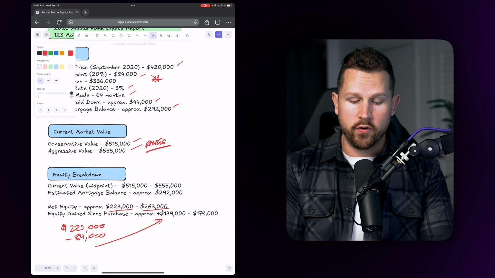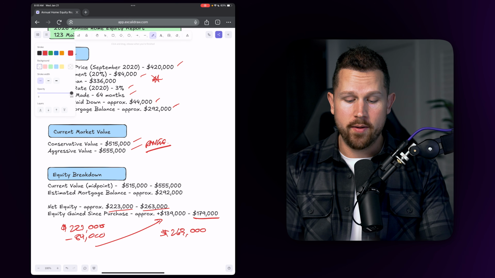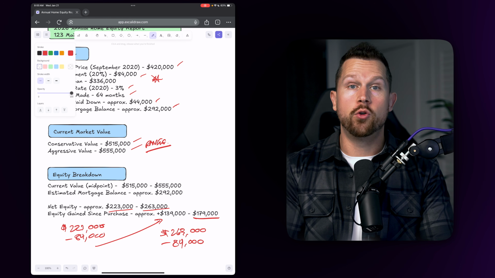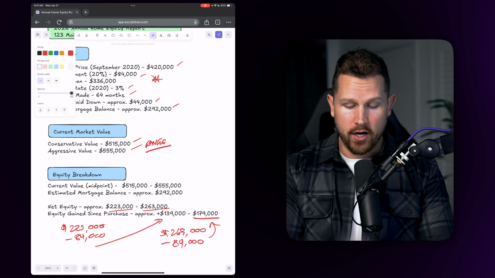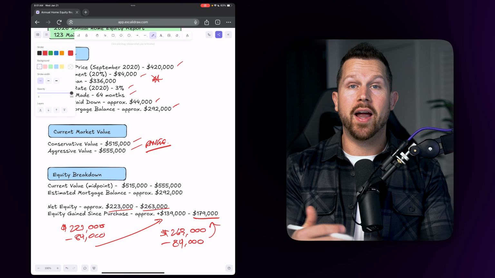And the same thing goes for getting the $179,000. We just look at the $263,000 of the current equity. We're going to subtract the amount that they originally put down, the 20%, and that's going to give us this value here. So these are the very simple numbers that we can use in order to give them that range.